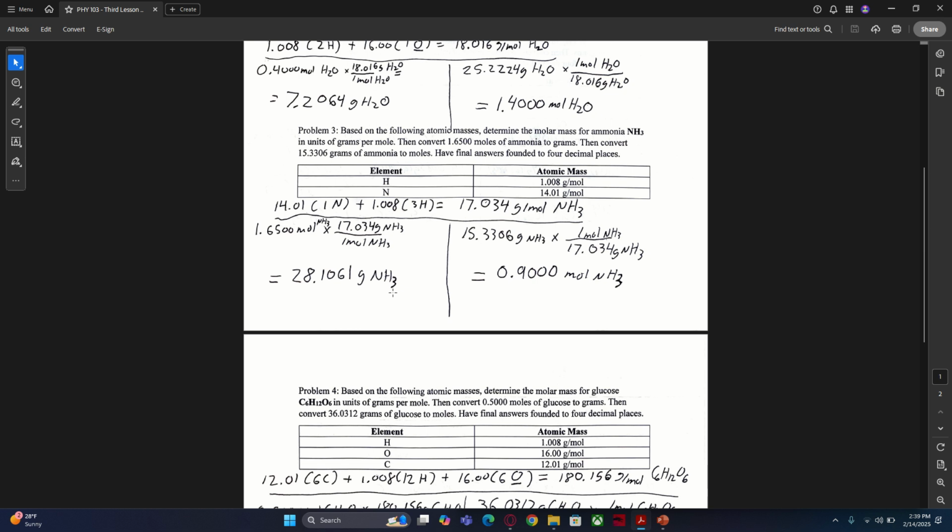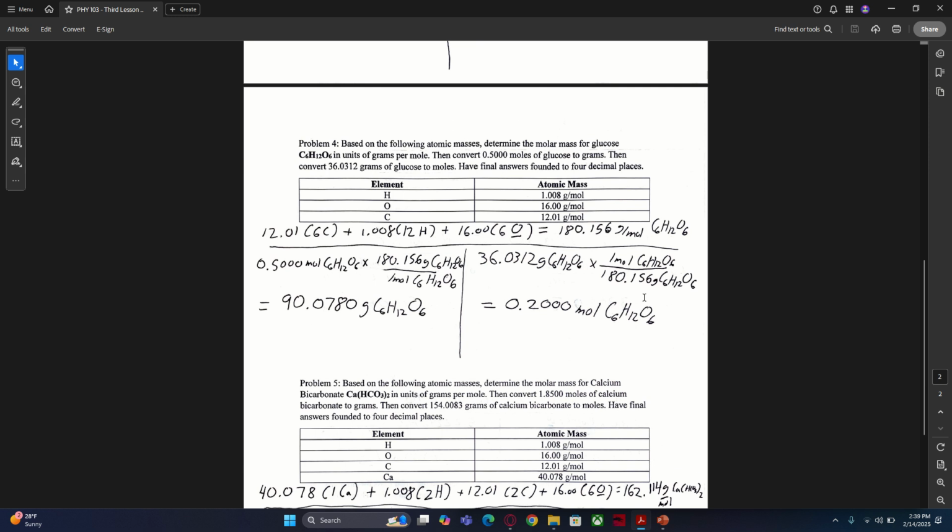And then the last part of problem 3, what if we are starting with 15.3306 grams of ammonia and asked to convert it to the mole system? Well, 15.3306 grams of ammonia times 1 mole of ammonia per 17.034 grams of ammonia, that comes out to 0.9000 moles of ammonia.